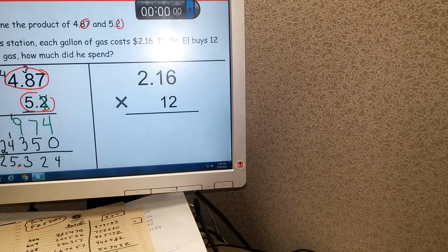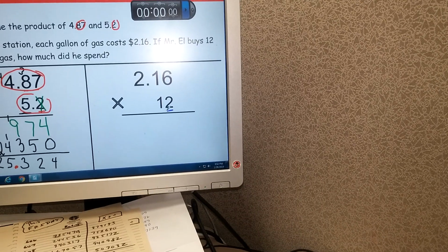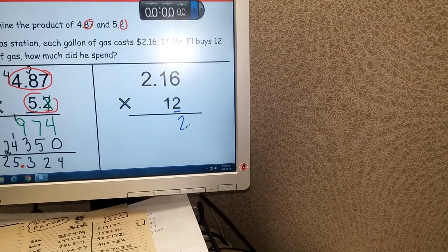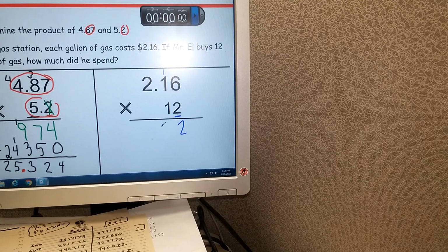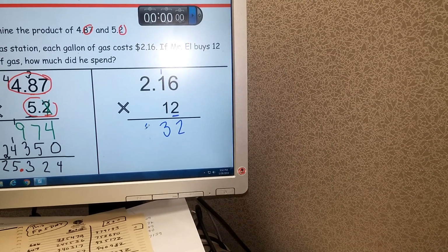The second example, again, it's the same process. I'm starting with this place value. 2 times 6 is 12. Carry the 1. 2 times 1 is 2, plus 1 is 3. 2 times 2 is 4.